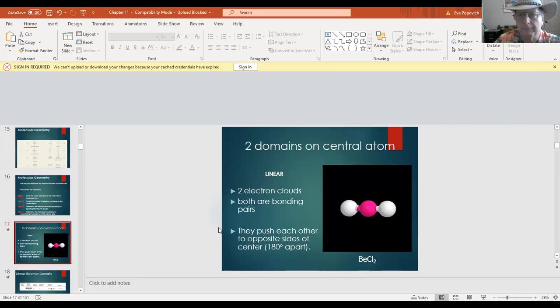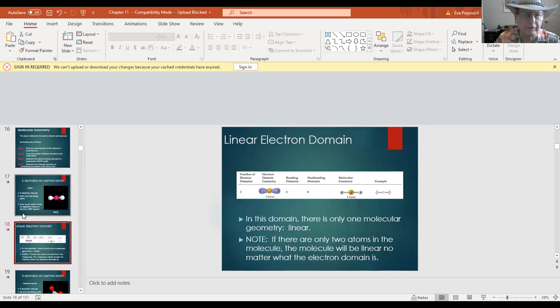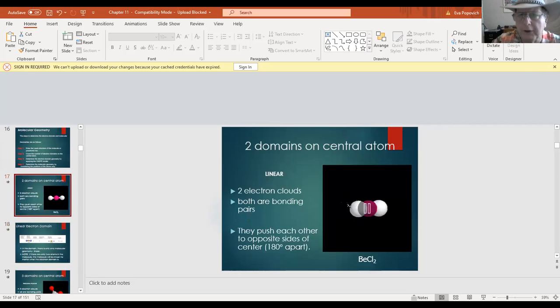Two domains. If I have two domains around the center atom, they want to get as far apart as possible, 180 degrees apart from one another. It doesn't matter if one of these happens to be a lone pair, like in the case of cyanide ion. You just have two atoms. It's still going to be linear, no matter what. That's the only one in which if you add an electron pair, the shape remains the same. So if I have two things around the center atom, my electron geometry is going to be linear and my molecular geometry is going to be linear.